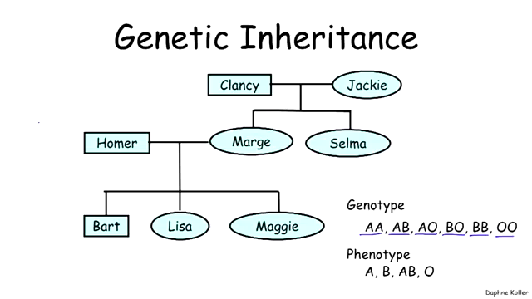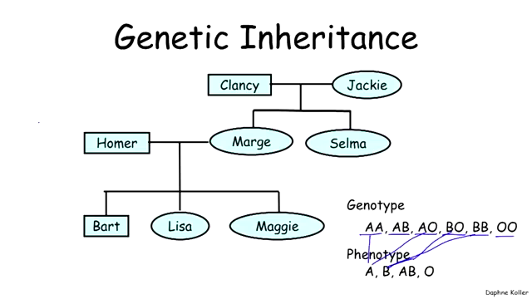However, we have fewer phenotypes because it turns out that AA and AO manifest exactly the same way as blood type A, and BO and BB manifest as blood type B, and so we have only 4 phenotypes.